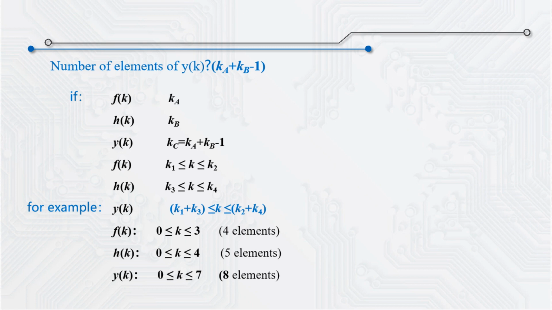So where does it start? If the sequence of f of k occupies the interval from k1 to k2, and the sequence of h of k occupies k3 to k4, then the position of the sequence occupied by the result of the convolution sum is from k1 plus k3 to k2 plus k4.